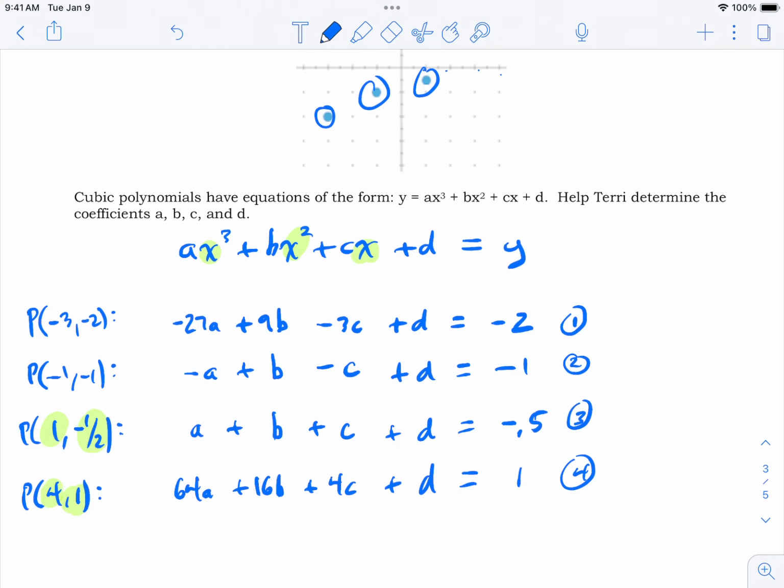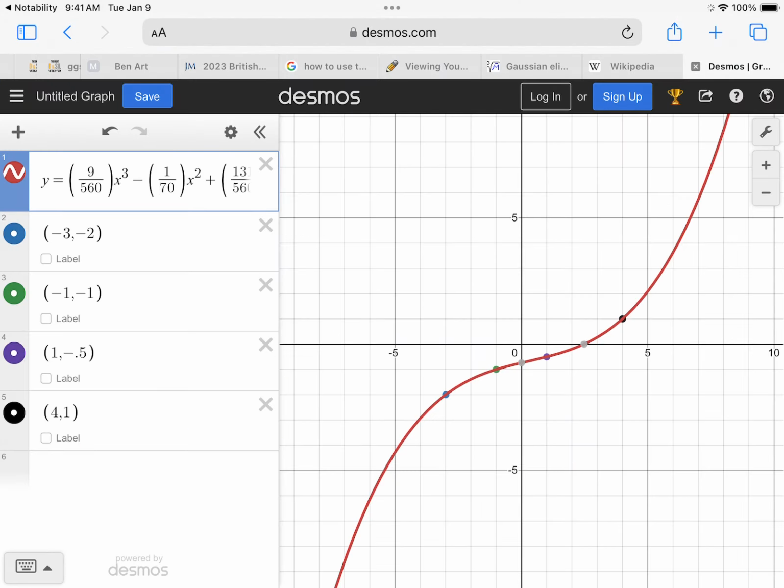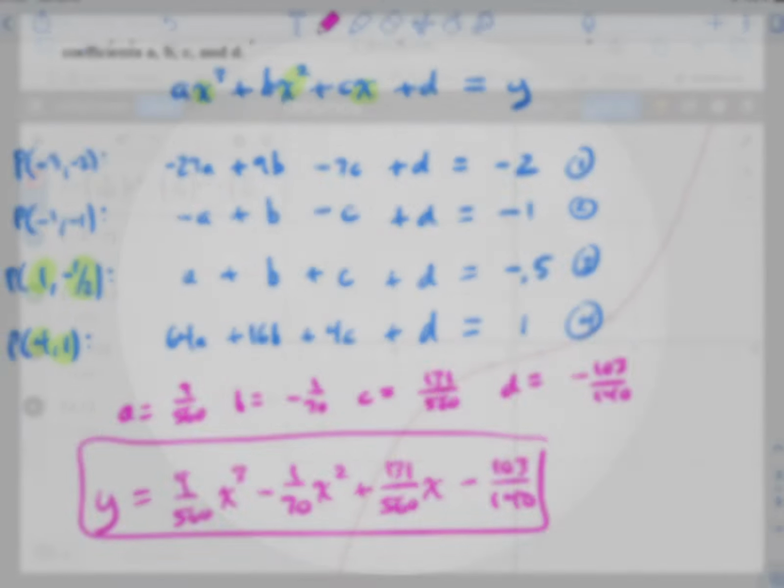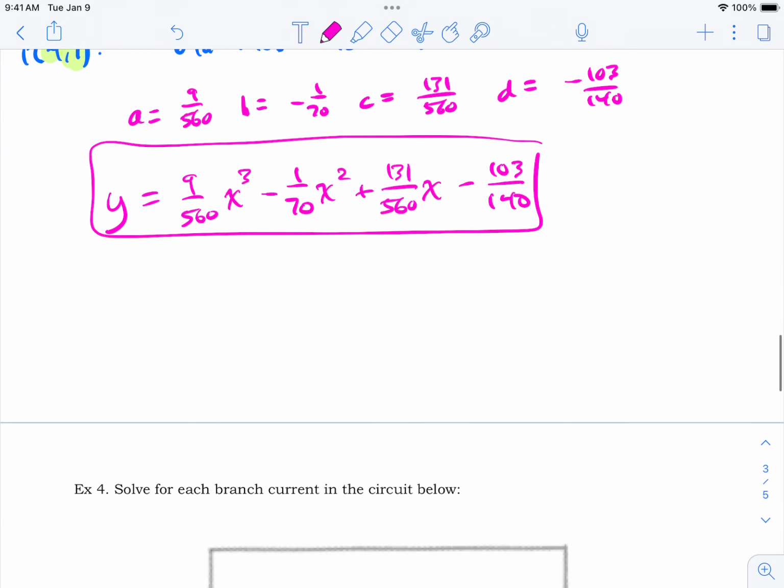And here we are at desmos.com, where you can see line 1 on the left, I've entered the equation of this cubic. Lines 2, 3, 4, and 5, I actually entered the coordinates of the points we were trying to go through. And when you look at the graph, you say, oh, look at that. It goes right through the points. Right through them. So we know that it worked. Okay, back to Notability. All right, that was that example.